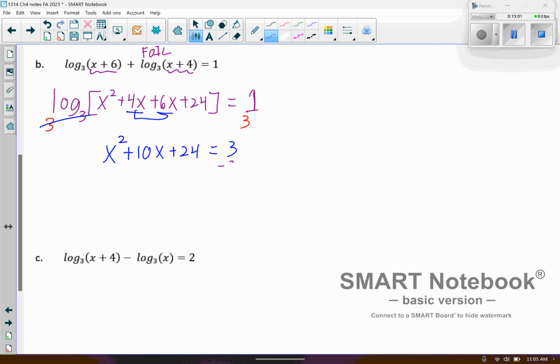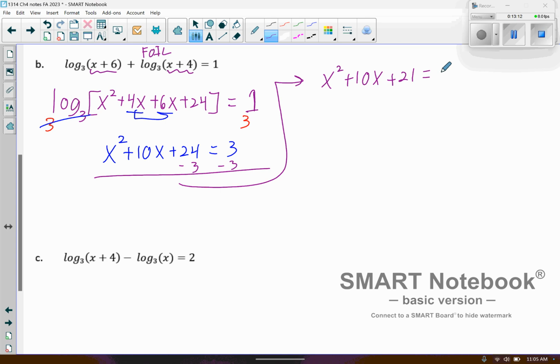Now it's time to set this equal to 0 and see if we can factor this. So once again, I'm going to pull it up over here. So let's see, x squared plus 10x plus 21 equals 0. And so now I have to find two numbers that multiply to give me 21, but add to give me 10. And so I believe that's going to be 7 and 3. 7 times 3 is 21, and those numbers add up to 10. So that will factor this into x plus 7, x plus 3.